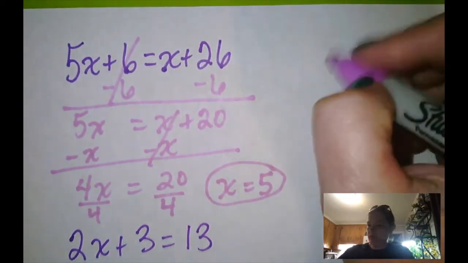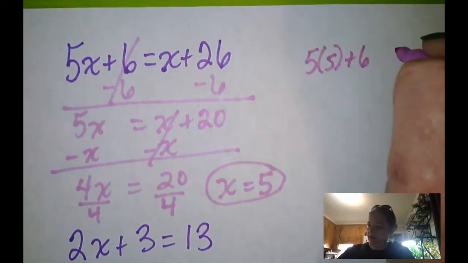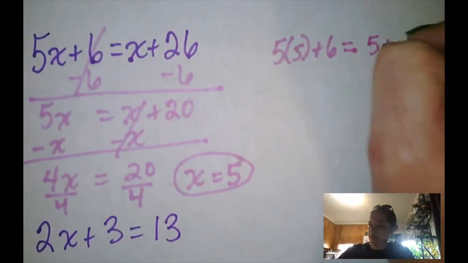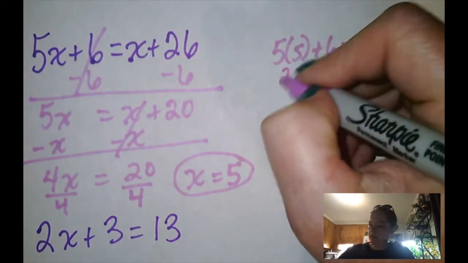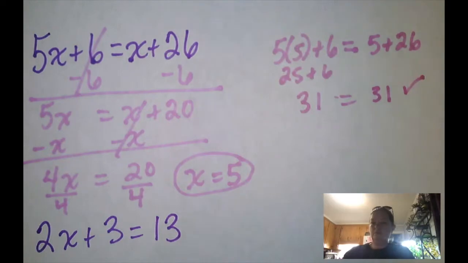Alright, of course you can check your work. 5 times 5 plus 6 equals 5 plus 26. That's 25 plus 6, which is the same thing that is over here. It's 31 equaling 31. So it's good.